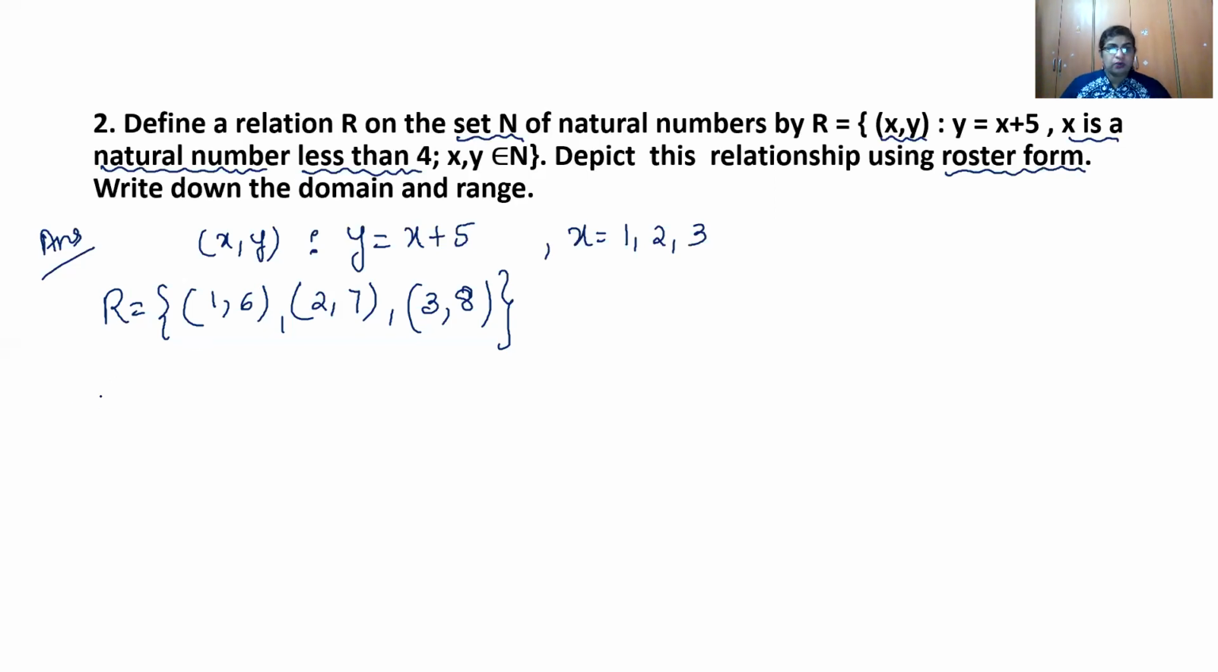So how to write the domain now? The domain here is nothing but the set of all first elements: 1, 2, and 3. What is the range?